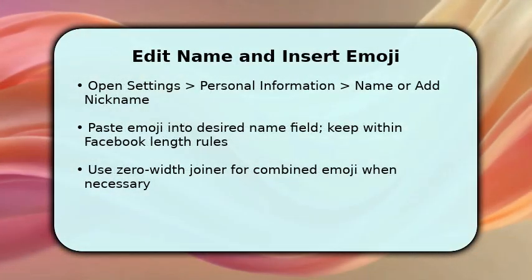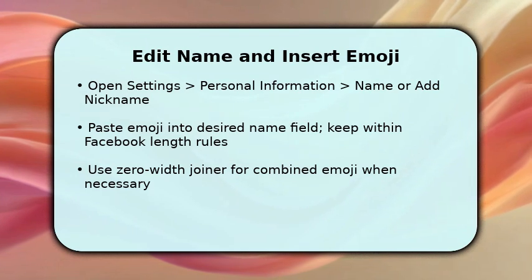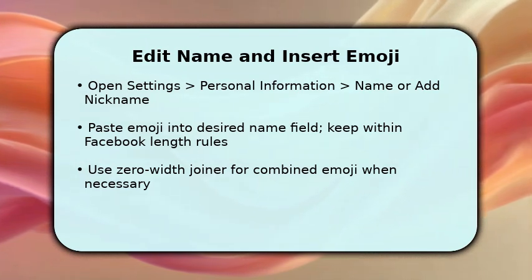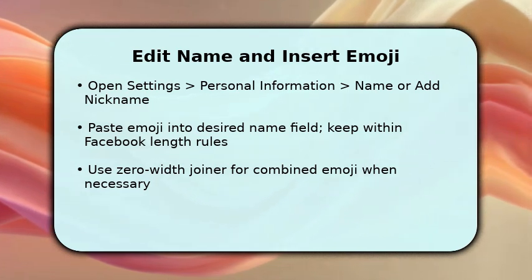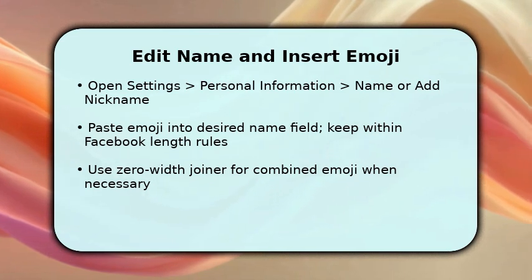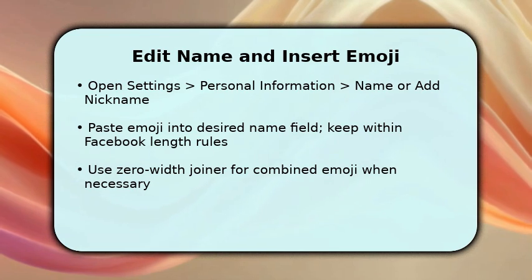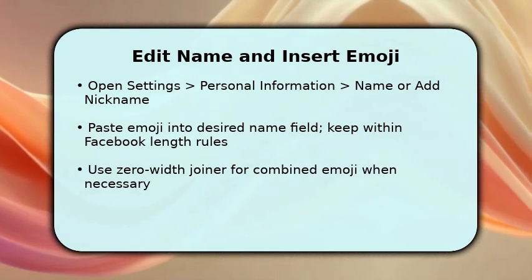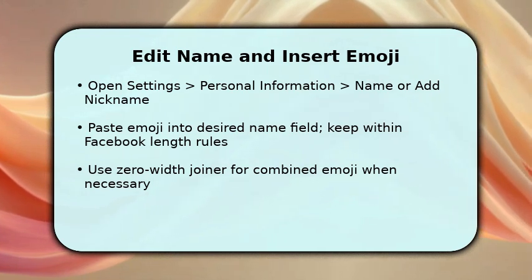You now edit the name field. Go to Settings, Personal Information, and choose Name or Add Nickname because Facebook treats nickname fields more flexibly. Paste or type the emoji into the target field. Keep the total character count under Facebook limits so the change can be saved. If combining multiple emoji into one icon, use a zero-width joiner character between them. This preserves the combined glyph rather than separate emojis.